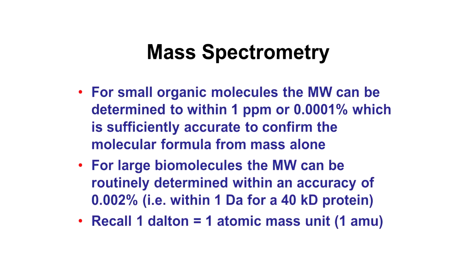So with the best instruments in mass spectrometry, we can measure their molecular weights, or technically their mass to charge, or m/z values, to within 1 ppm, or 0.0001%. And that is actually accurate enough to determine a molecular formula, C6H12O6. We can get that from the mass alone. For big molecules like proteins, typically it means you're determining molecular weights to within a Dalton for larger proteins. So a Dalton is essentially the equivalent of 1 proton or 1 atomic mass unit.